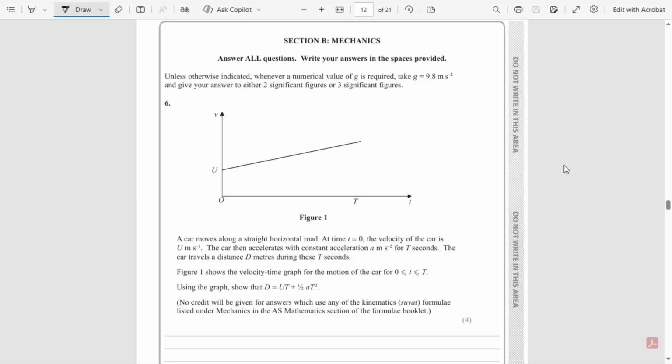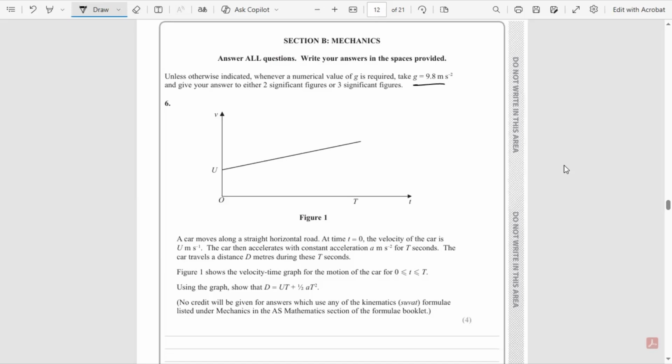Now, the initial introduction to the question says, unless otherwise indicated, whenever a numerical value of g is required, take g equals 9.8 meters per second squared. So in all of these mechanics questions, you will always use g equals 9.8 unless they say to you that g is 10, for example, or they give you some other value to use instead. Okay, so let's go and read the rest of the question.